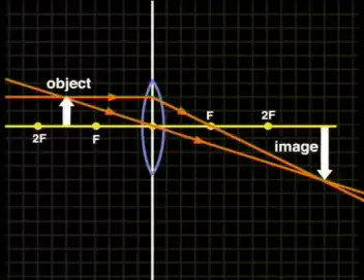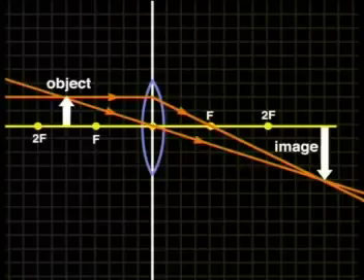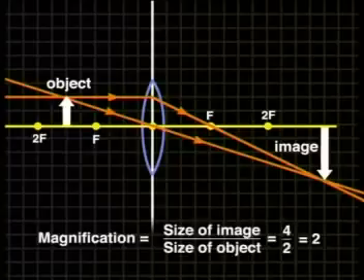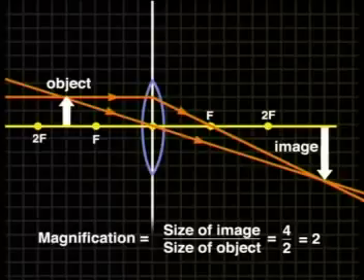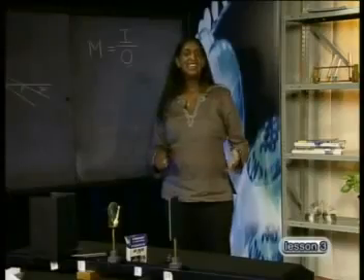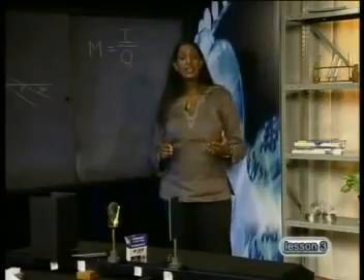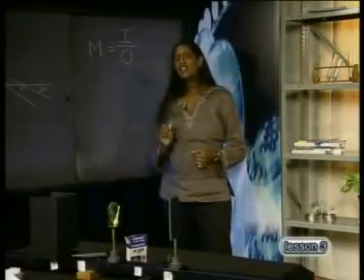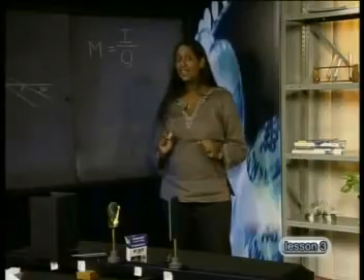As another example, let's consider a scale diagram of an image formed when the object is placed between 2f and f in front of a convex lens. Here the image is 4 centimeters and the object is drawn as 2 centimeters tall. If we substitute into the formula again, we find that the magnification of this lens is 2. Easy!